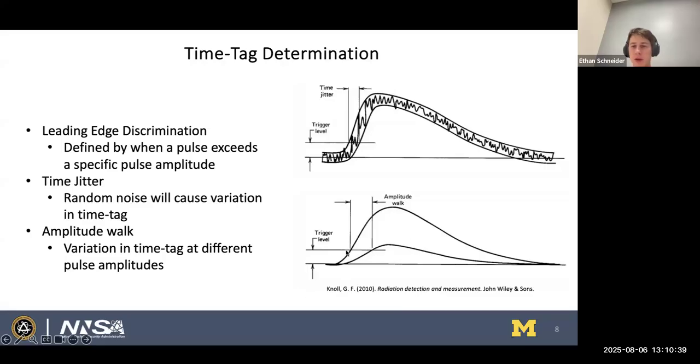Notice how on the upper half of this pulse, we have that trigger, and on the lower half of this pulse, we have this trigger. So in a situation where we have a large variation in energies that we're going to be detecting, it might not be prudent to use a leading edge discrimination.